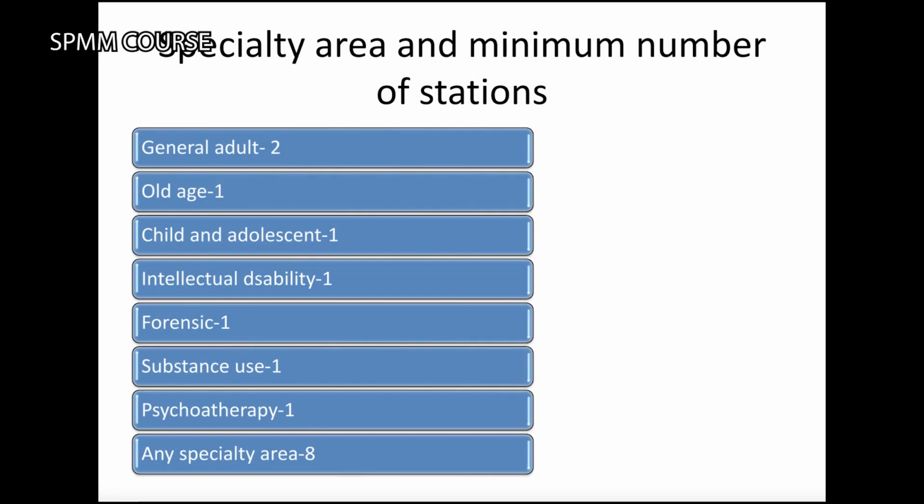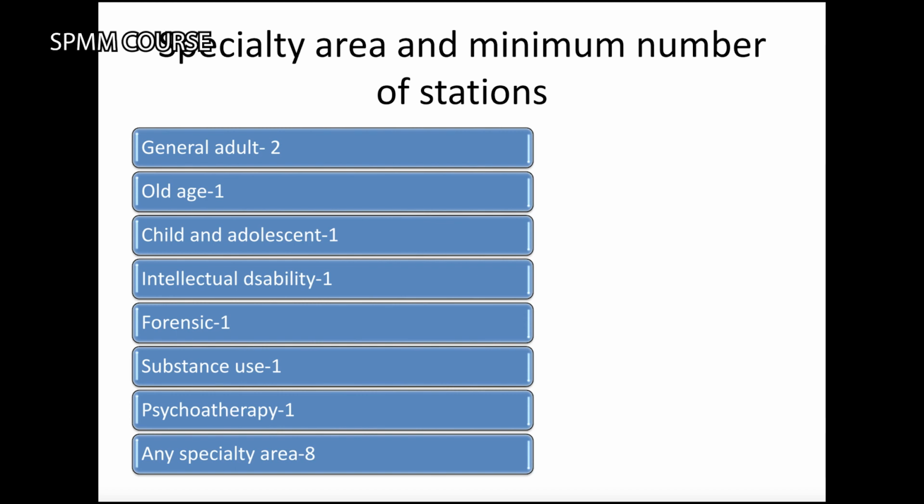I have listed down the specialty area and the minimum number of stations expected under each specialty. General adult, 2 stations. Old age, 1 station. Child and adolescent, 1 station. Intellectual disability, 1 station. Forensic psychiatry, 1 station. Substance use, 1 station. Psychotherapy, 1 station.